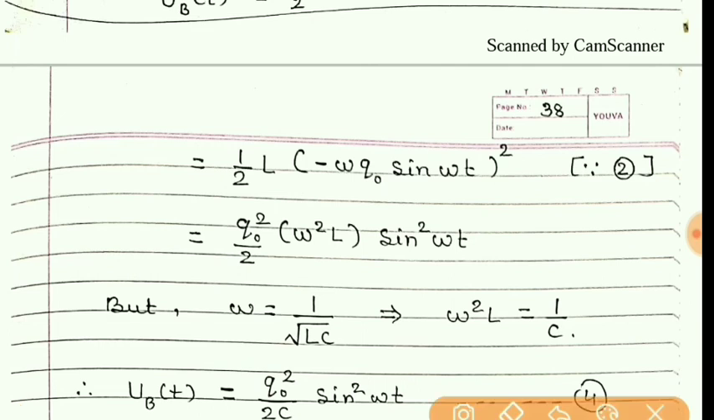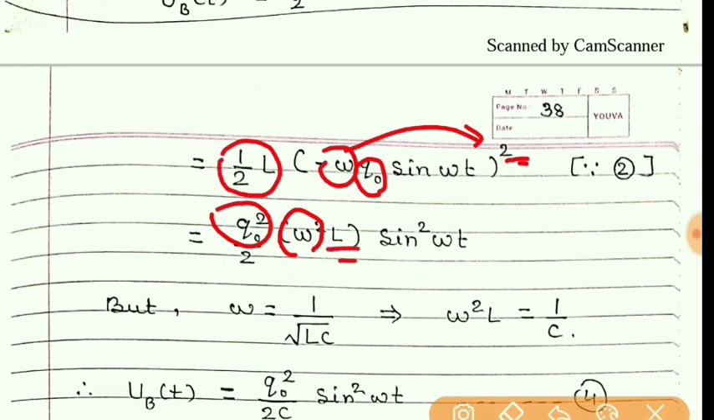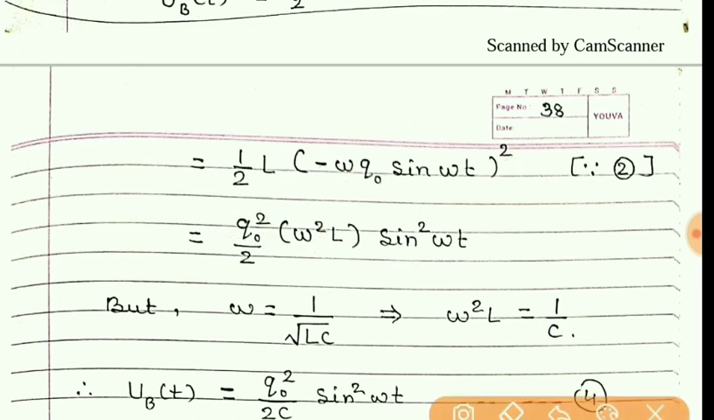Now what is remained? q naught square here, omega square here, L upon 2 here, and then sine square omega t. So students, simple mathematics, we have simply opened this bracket, we got this. So this is the energy related to an inductor.